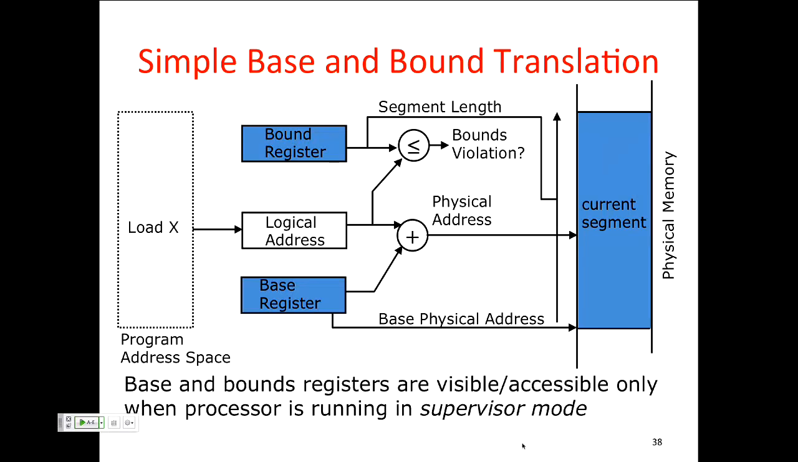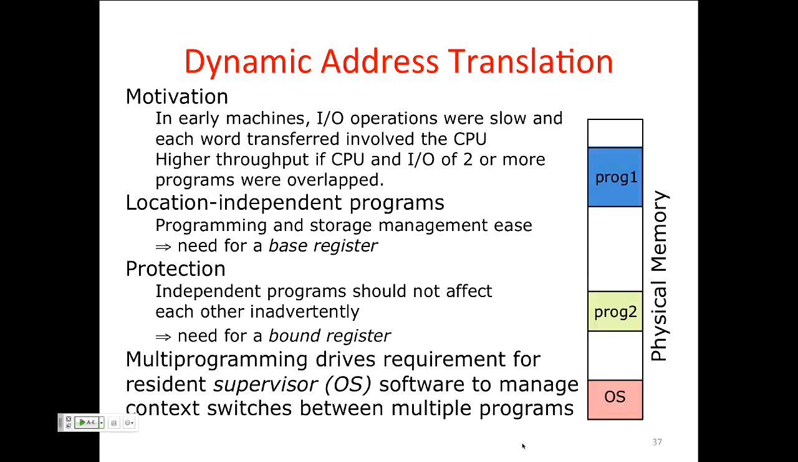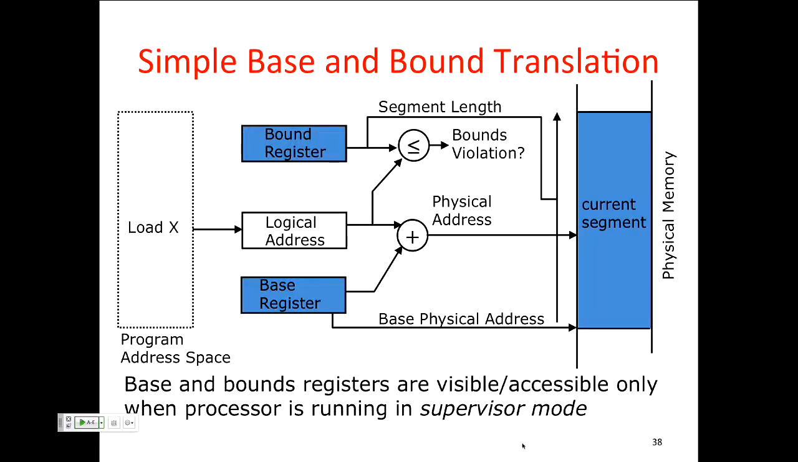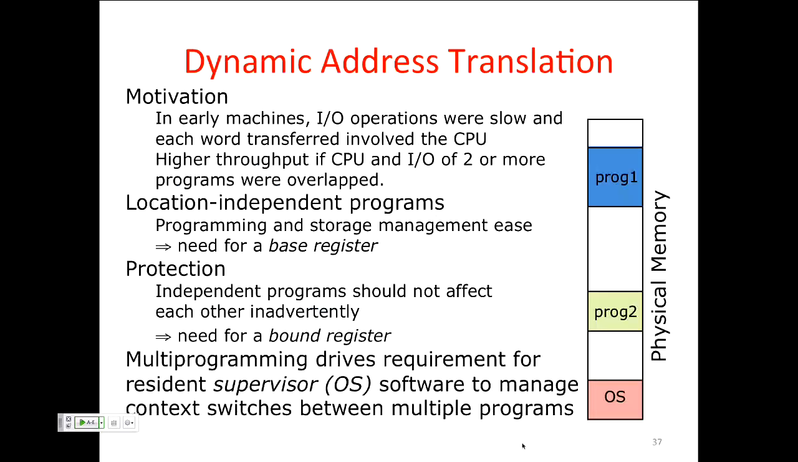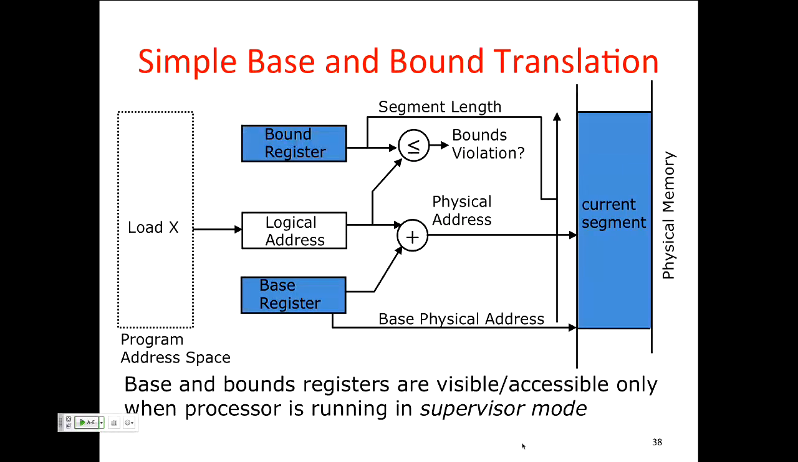And whenever you load from a certain address, you take that address, which is your dynamic address or logical address, as it's also called, and you first add that to the base. So the base is the starting point of your program section. So now you get a physical address that tells you the actual location where you have to access your data. And then the second thing you need to do is check that you're not accessing anything outside this region, and that's done using the bound register.